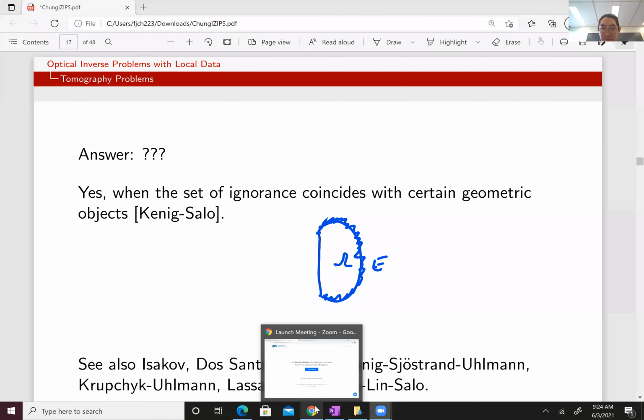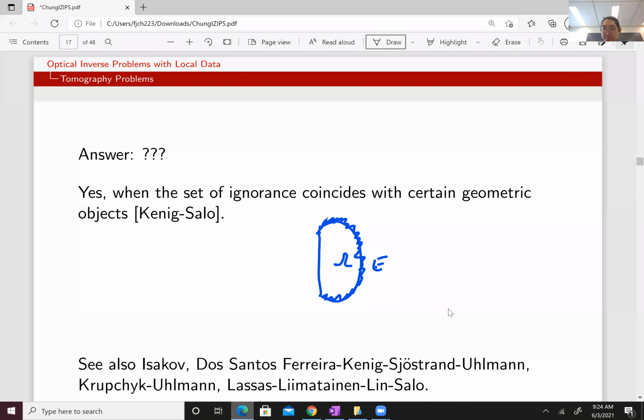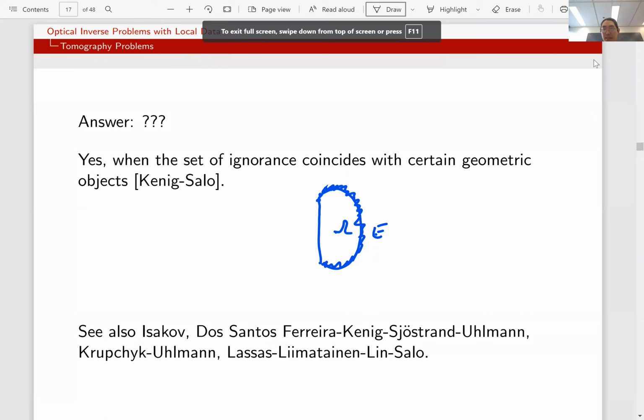Oops. Sorry, I keep accidentally not sharing the screen, but maybe the solution is I will try to stop drawing as much as I can. Okay.